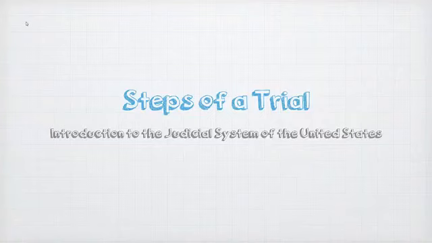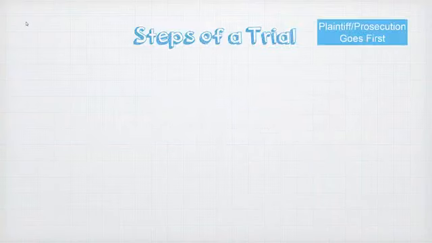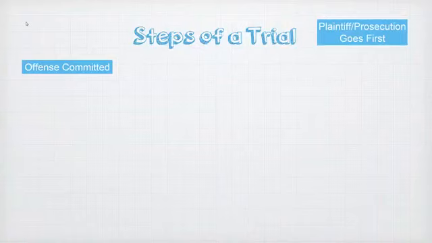Hey guys, real quick, I want to go through the steps of a trial. You guys are going to be going through this in our mock trial, so I want to make sure that we got this down before we move forward. First and foremost, we're going to start with the offense being committed. Now, whether this is a criminal charge or a civil suit, there's some offense that happens. Right? That's the first thing that's going to happen in any case. Somebody has to be wronged one way or the other.